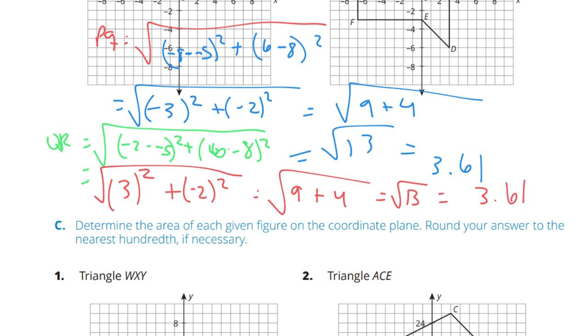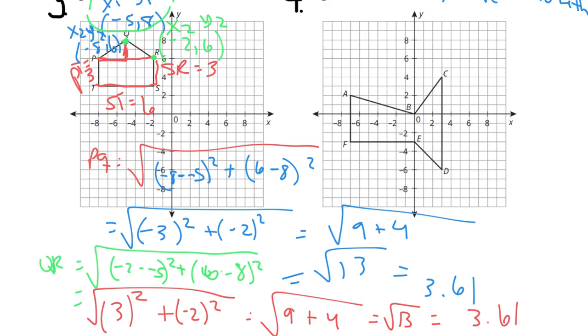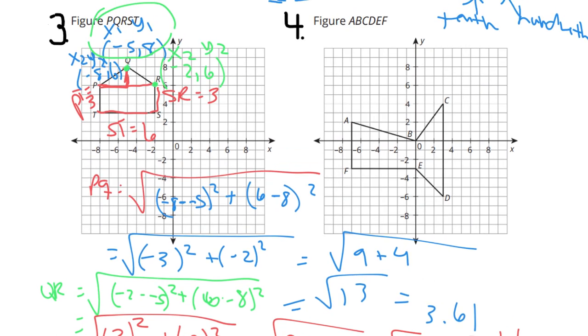So we found all of the lengths. I know that PQ is 3.61, QR is 3.61, this right here is 3, this is 6, this is 3. So now all we have to do is just add it all. So let's go ahead and add them together. I'm going to do it on the side.